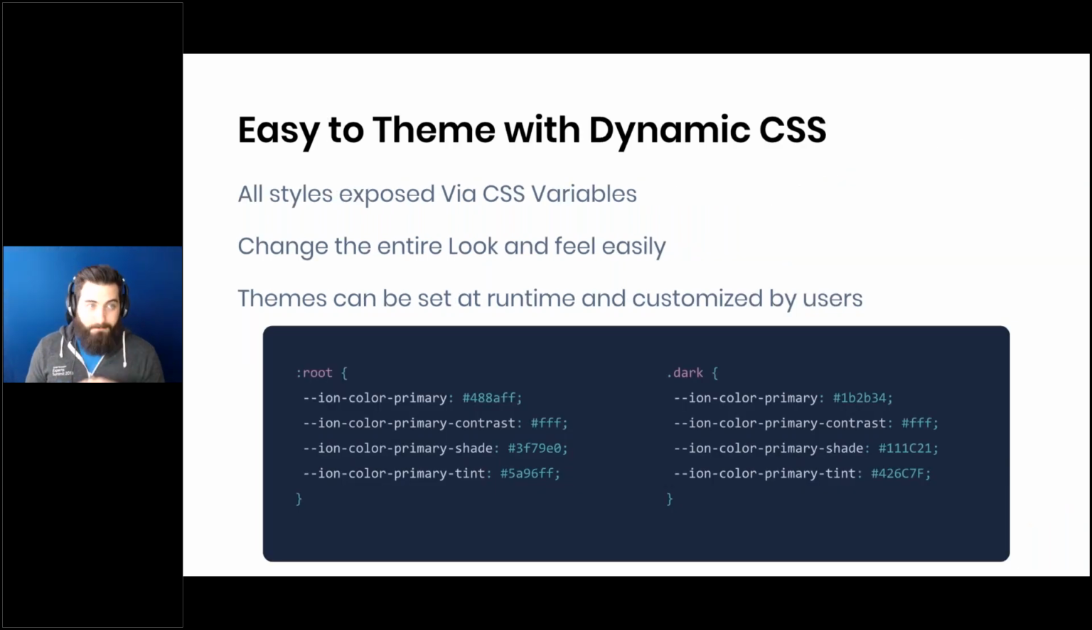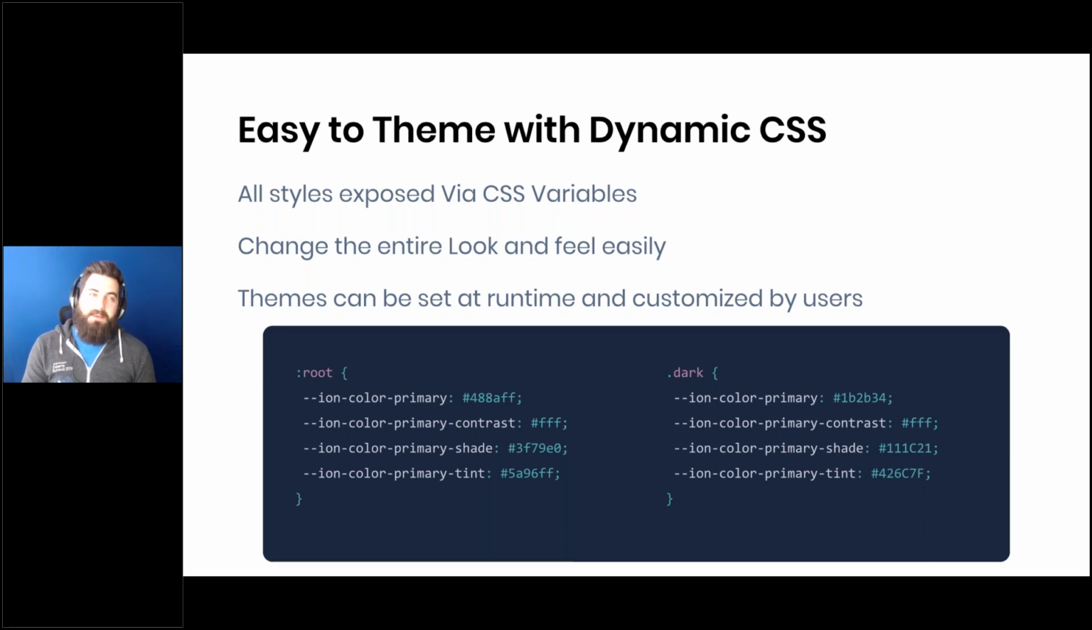Now, all the components being built as web components allows us to do some pretty nifty things where we can theme them dynamically using CSS. We do this with an API called CSS Variables. This allows us to essentially create our own CSS properties where we can set different values and then use them inside of our app.